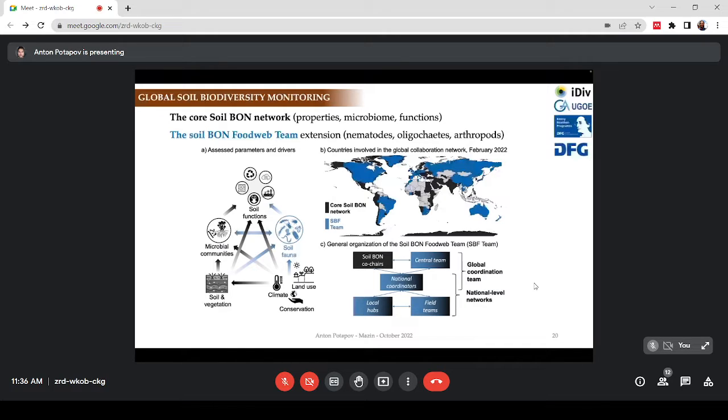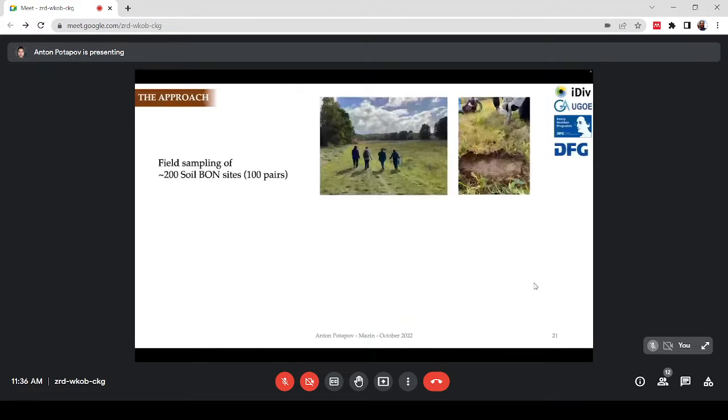And how do we do that? We go to the field. Actually, I was in the field last week to do exactly this sampling, and these are the images. We had very nice weather. It's getting quite cold here in Germany now, so we were lucky. And we're planning to do these activities on around 200 sites because we have quite a bit to do on each site. So it's a very detailed assessment.